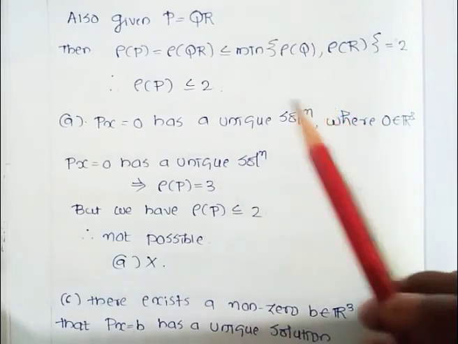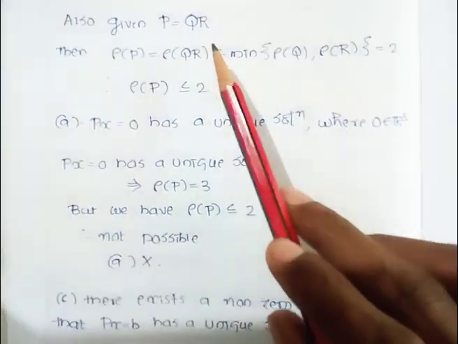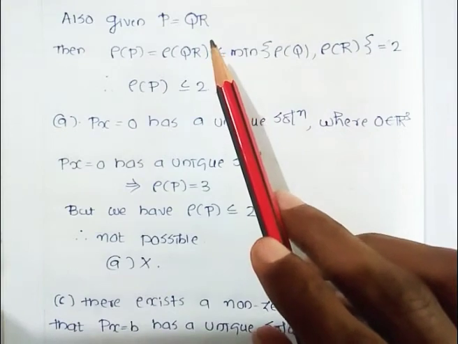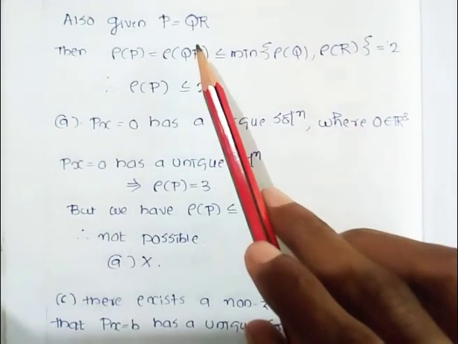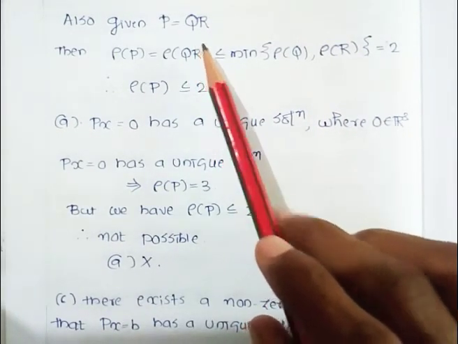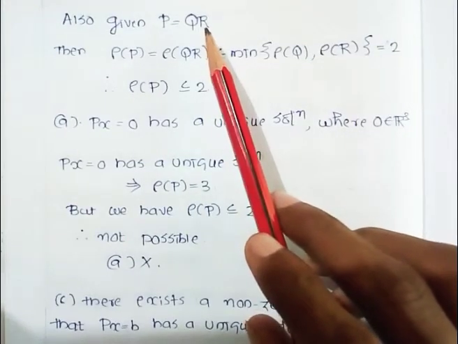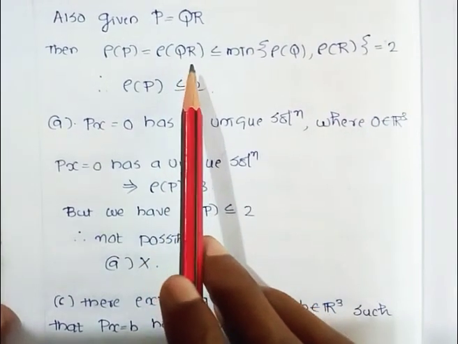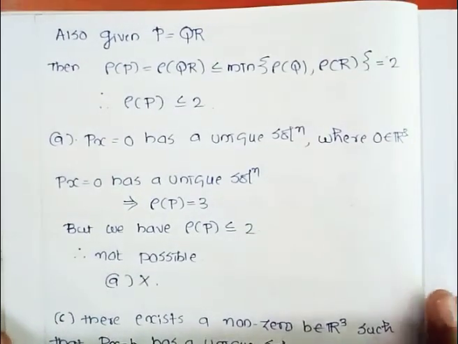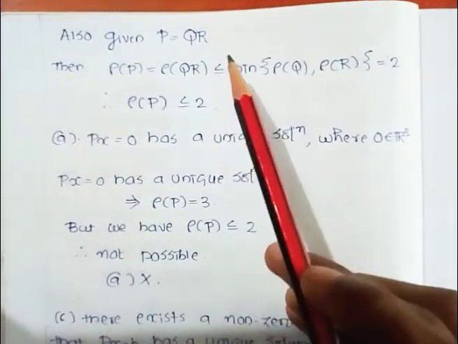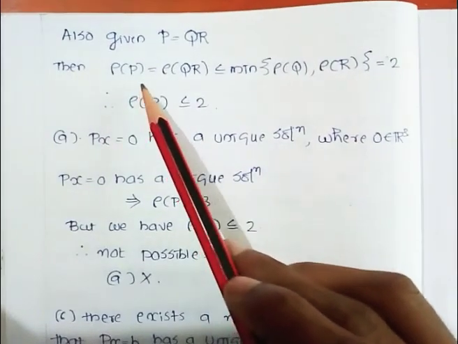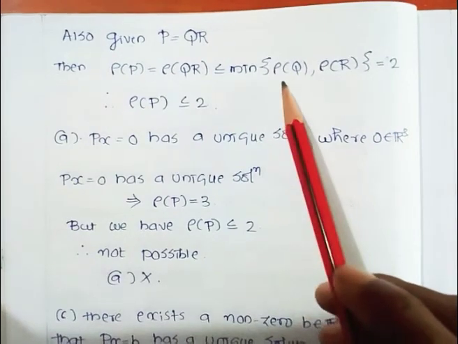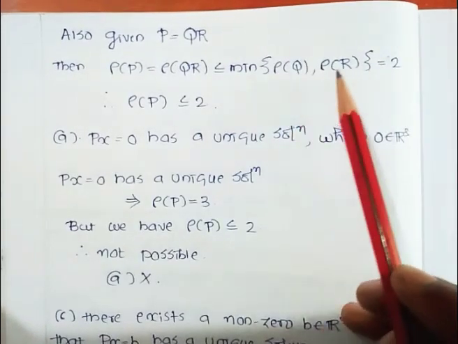Now we are given that P is equal to QR. So here we want to analyze the rank of P. For that, first we are finding the rank of Q and rank of R. Given P is equal to QR, then rank of P is equal to rank of QR, which is less than or equal to minimum of rank of Q comma rank of R.